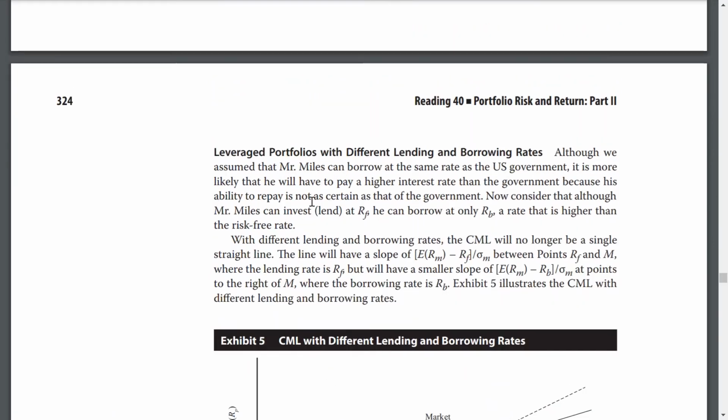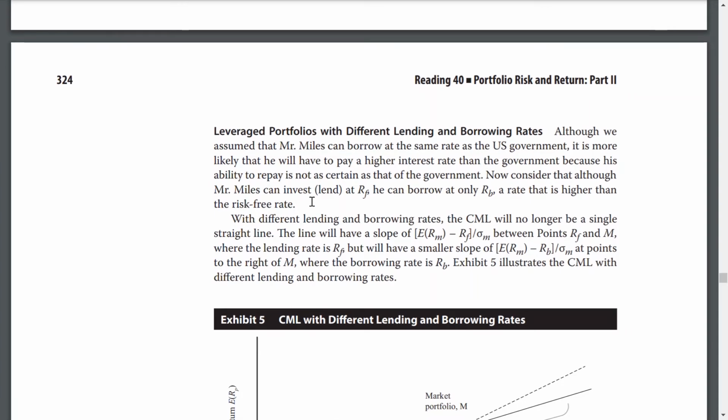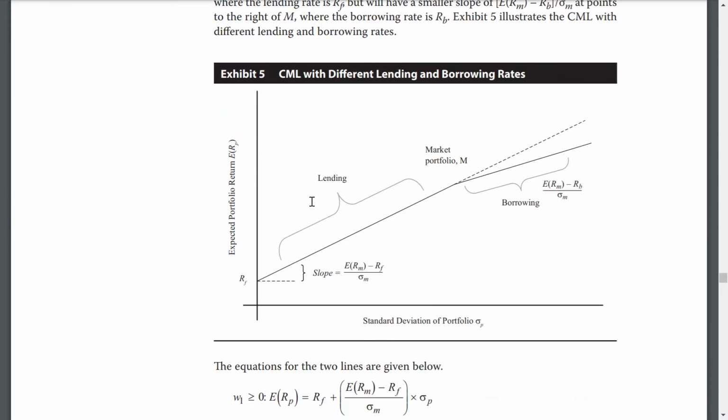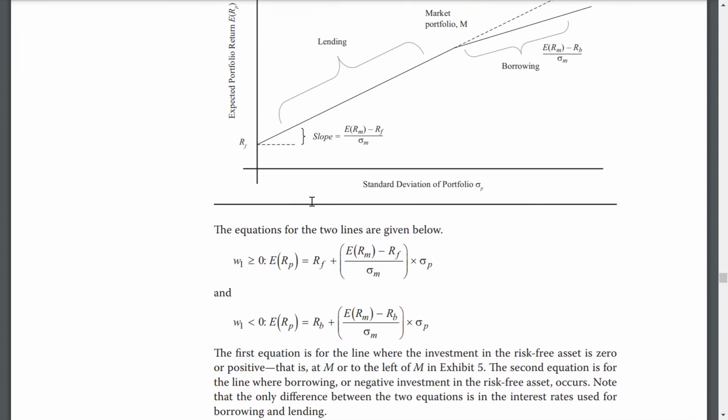Leveraged portfolios and different lending and borrowing rates. Although we assumed that Mr. Miles will borrow at the same rate as the U.S. government, it is more likely that he would have to pay a higher rate than the government, because his ability to repay is not as certain as the government's. Now consider that although Mr. Miles can invest or lend at RF, he will have to borrow at RB, a rate that is higher than the risk-free rate. And that once again reflects that the higher the risk, the more return you have to get, and the lower the risk, the less return you would get.